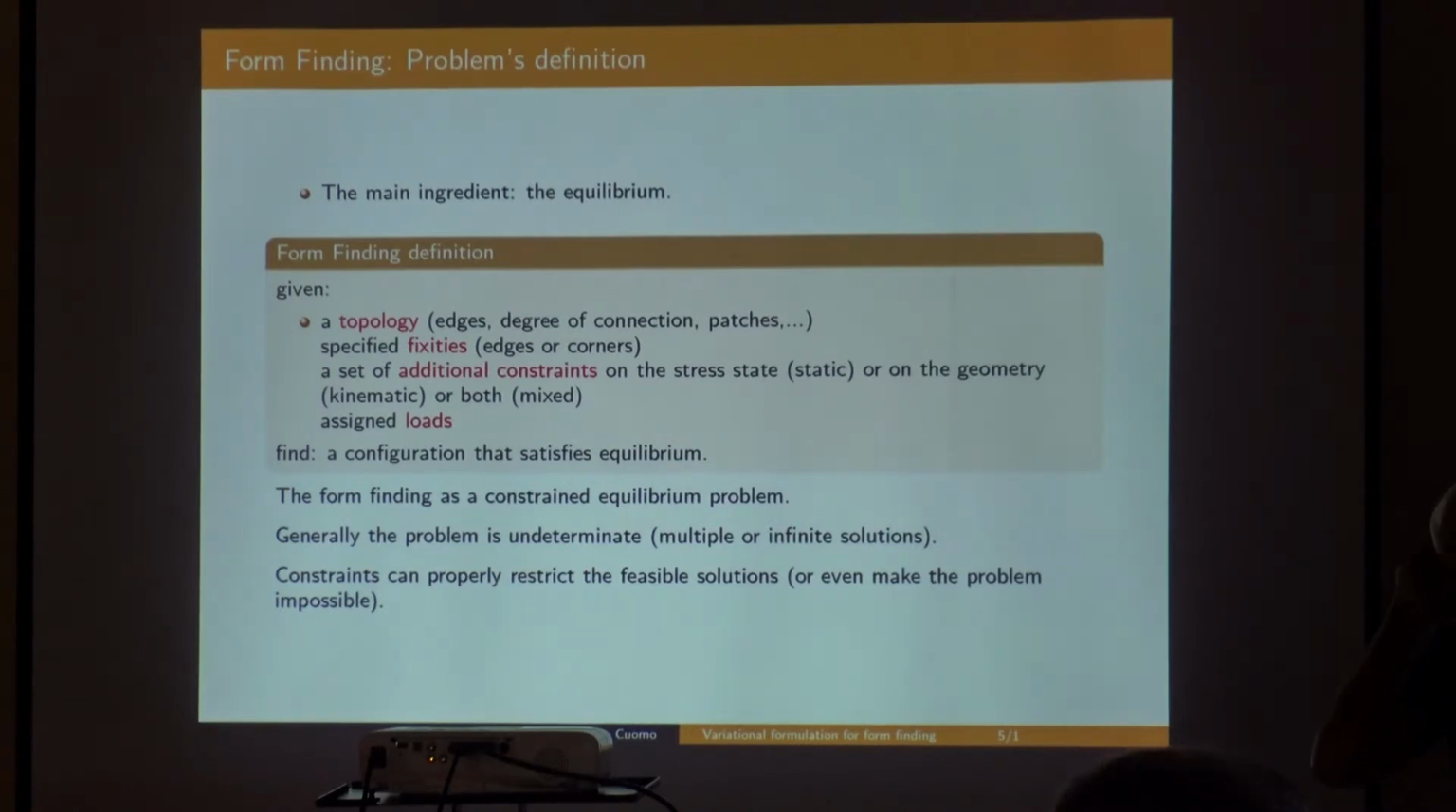The importance of the constraints is very big. Generally, the problem of form finding is indeterminate, meaning you can have infinite solutions. Properly assuming constraints can reduce the set of feasible solutions. If you enforce too strong constraints, there might also be no solutions. So the problem may lose definition.